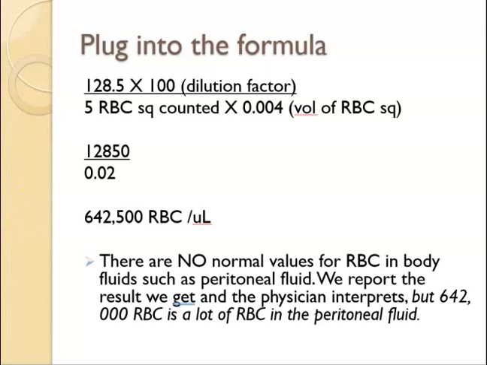And just to note, for normal range, there is no normal values for red blood cells in body fluids such as our peritoneal or our abdominal fluid. So we report the result that we get to the physician, and it's just 642,500 red blood cells, and it's a lot of red blood cells to be in peritoneal or abdominal fluid.